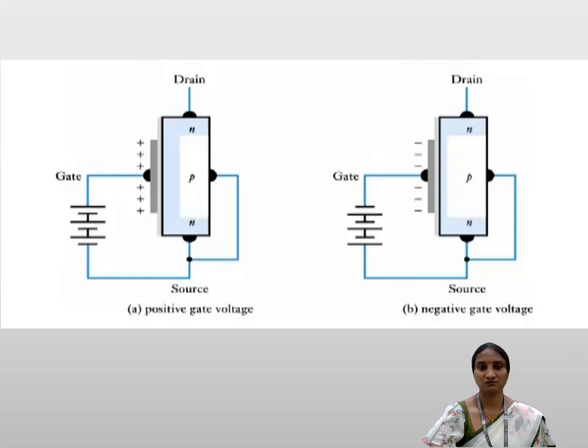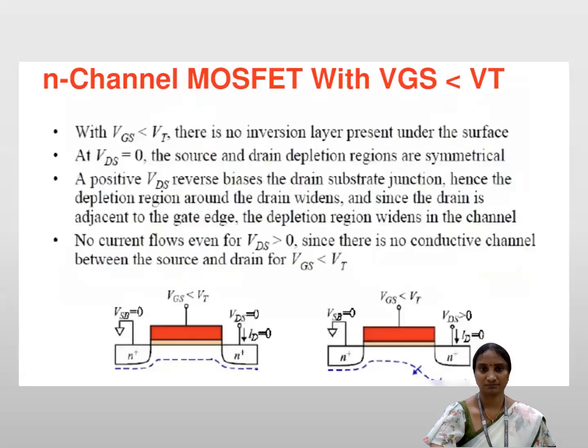If you observe this first diagram, when the gate to source voltage is given with the positive terminal, the gate terminal receives a positive charge. On the right side, we have the negative gate voltage diagram. If you give a negative potential to the gate terminal, the gate terminal receives a negative polarity. Based upon this, the action of current happens. So this is the operation for N-channel MOSFET.